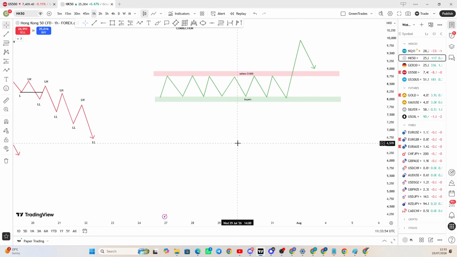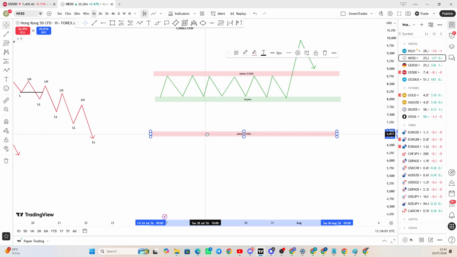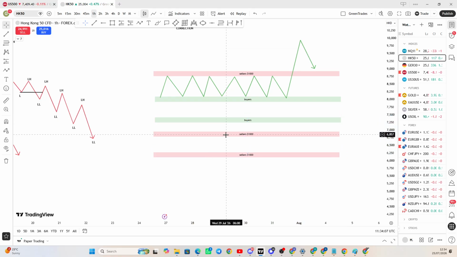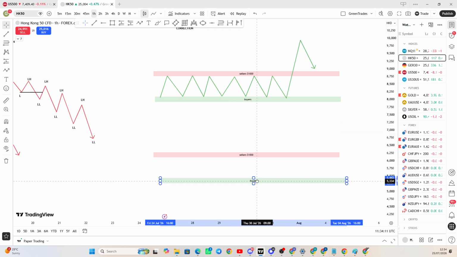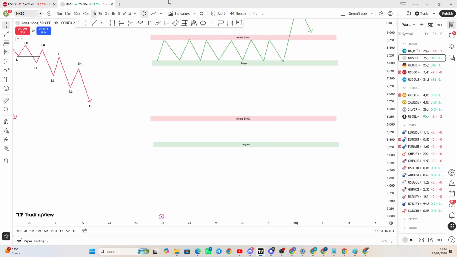Now let's do another example of a correction. There are 3 types of corrections that you have to pay attention to, and that's the first type of correction that you need to pay attention to. Now, this is also an example of a correction.